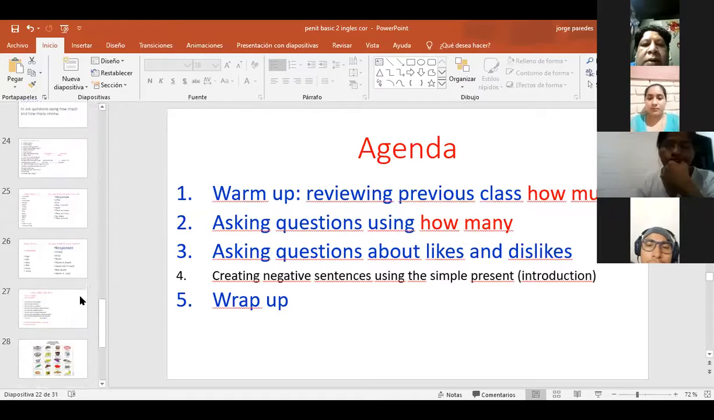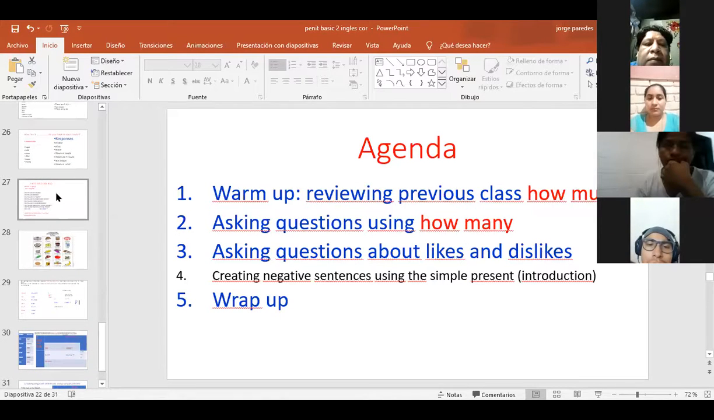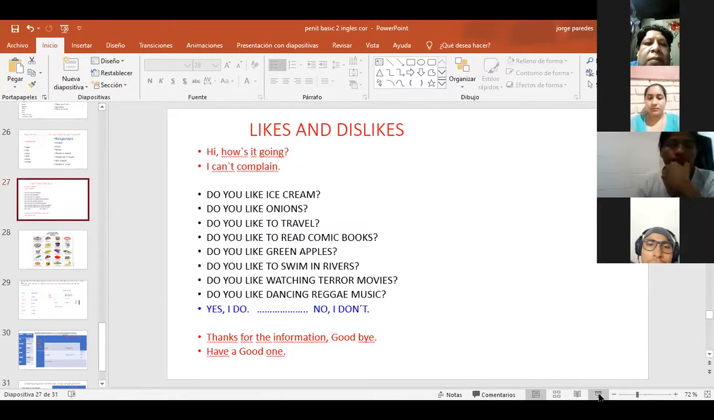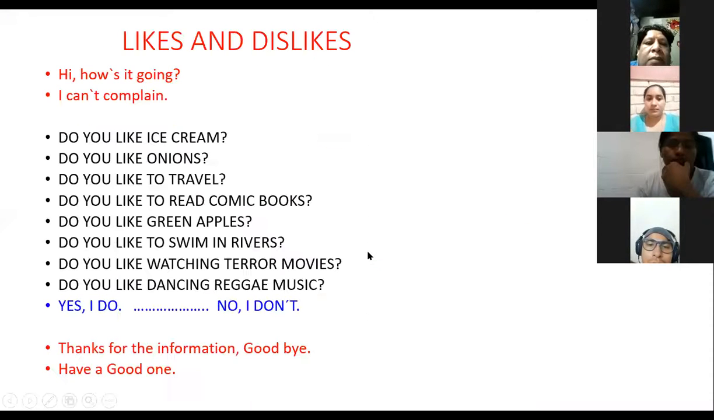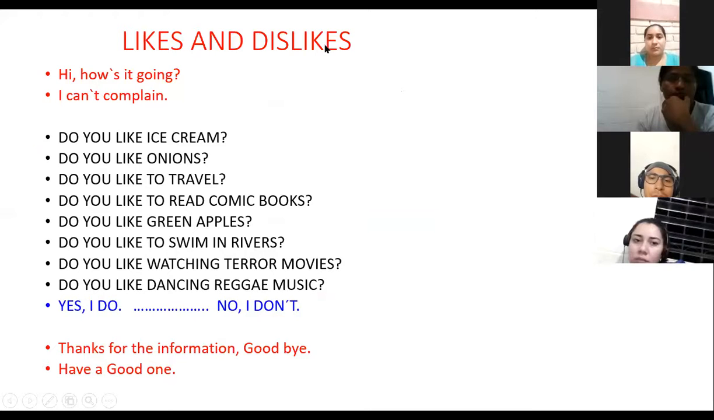¿Cómo lo vamos a hacer? How are we gonna do it? Like this. Likes and dislikes. Let me put it bigger. Likes and dislikes. Cosas que te gustan y que no te gustan. Likes and dislikes. All right. ¿Cómo lo vamos a practicar? Lo vamos a practicar. We're gonna practice in a form of a conversation.